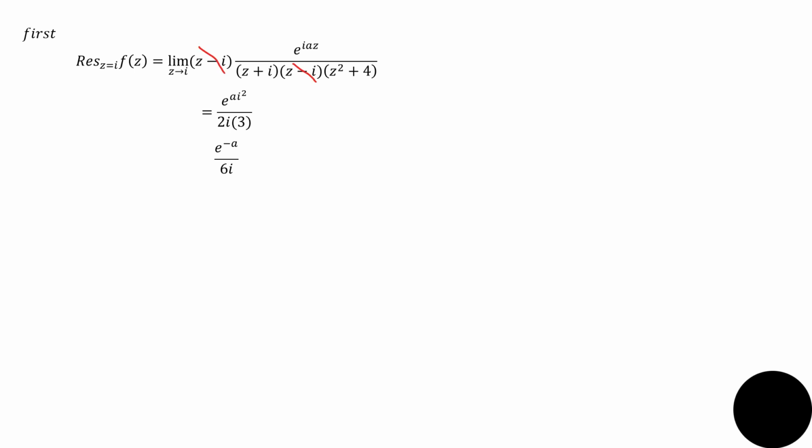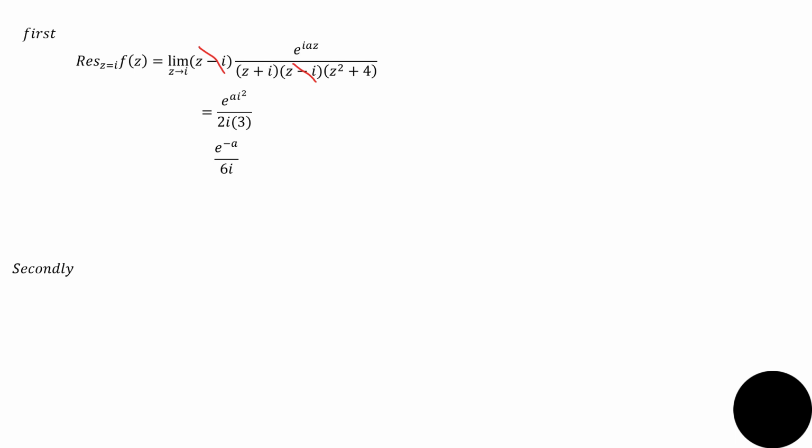So first we have when z is equal to i. So we have the residue at z is equal to i equals the limit as z approaches i of z minus i times our equation, with the z plus i, z minus i terms replacing the z squared plus 1 term. So we have z minus i twice, so we can get rid of this. This gives us e to the power of a i squared over 2i times 3. And since i squared is equal to minus 1, we can get rid of the i term and make it e to the power of minus a divided by 6i.